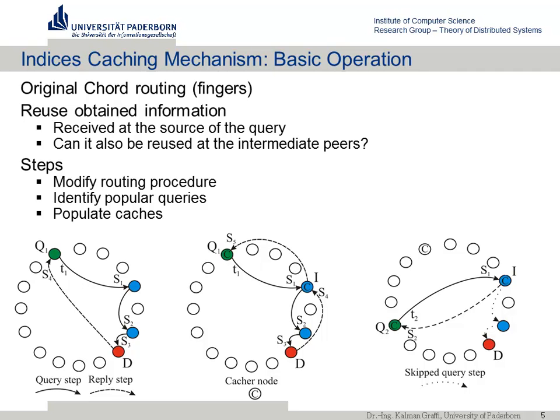So what you need to do is to modify the routing procedure. Also need to identify popular queries, so you need to know for which objects you want to do this, and then to somehow cache them.